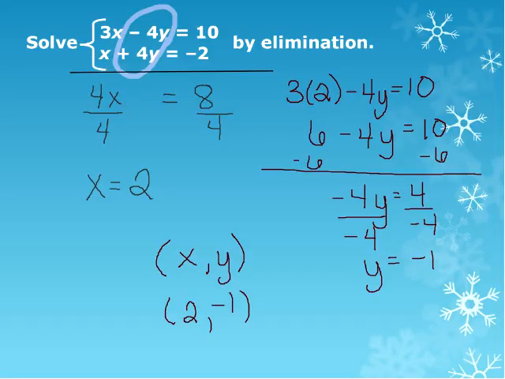Two, -1. Very good. All right, any questions with how we got our answer in that second example? That example went a lot faster, so we were pretty good with that one. Okay, then let's kick it up a notch and see what we have to do if we don't have a variable that adds up to 0.